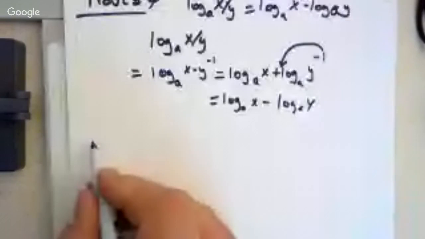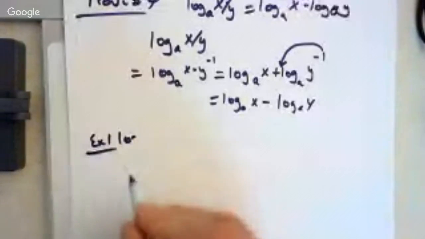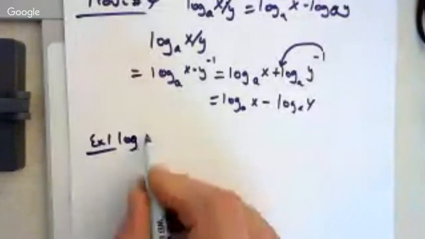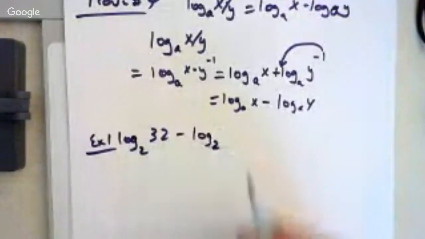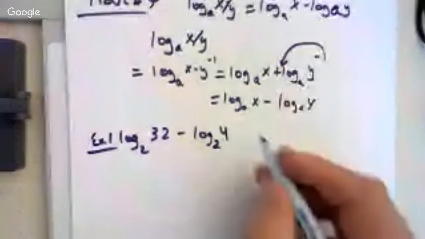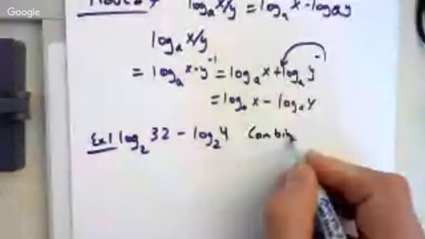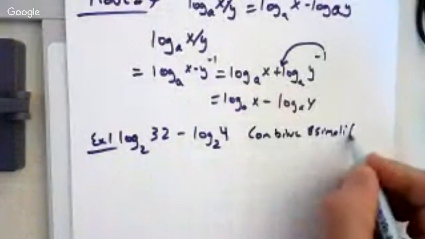All right, let's take a look at some example problems. Log base 2 of 32 minus log base 2 of, oh, I don't know, how bad should we make it? What do we got to do with this? We got to combine them into one log, and we have to simplify that there log.